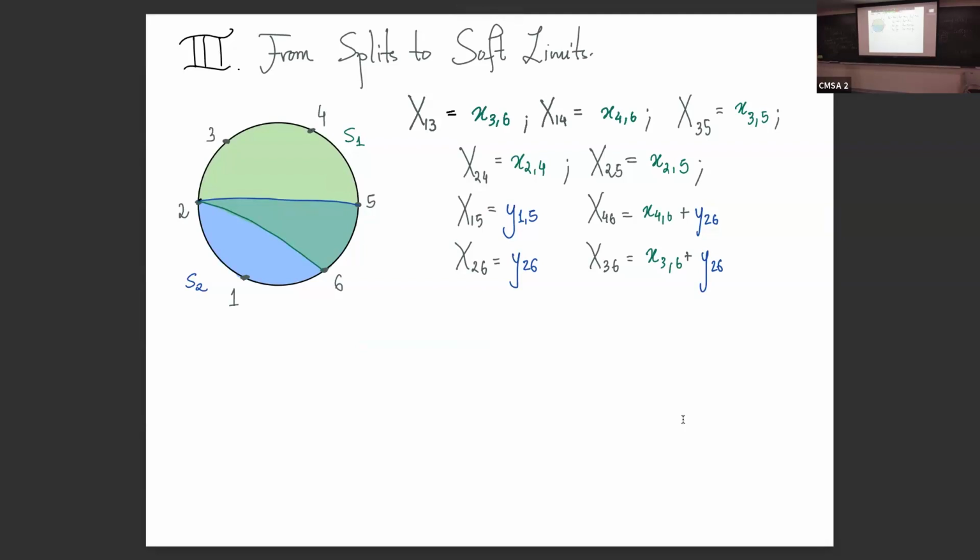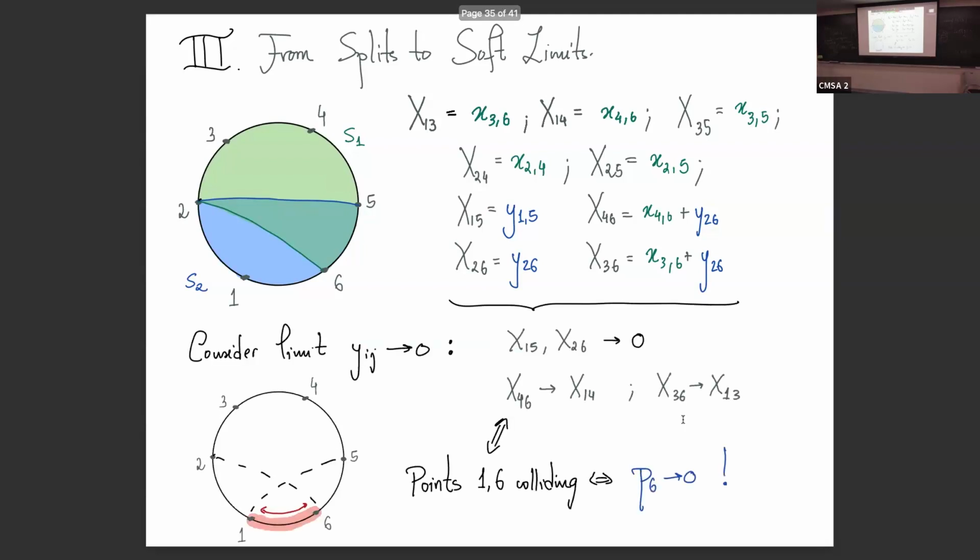So here I have the summary of what we saw at 6 points. What I would like to point out is that we've further considered a limit where all the kinematic invariants inside S2, in this case the y's, go to 0. Then this map reduces to something even simpler. We see that both x15 and x26 go to 0, and on top of that, x46 and x36 become equal to x14 and x13 respectively. And you see, this is precisely the mapping that I would get if I consider the limit in which points 1 and 6 collide on the same point.